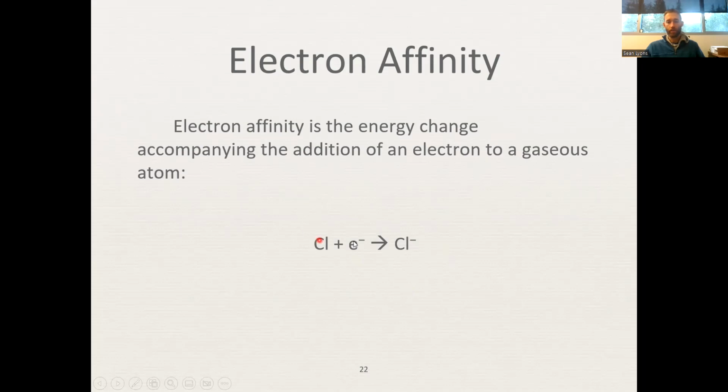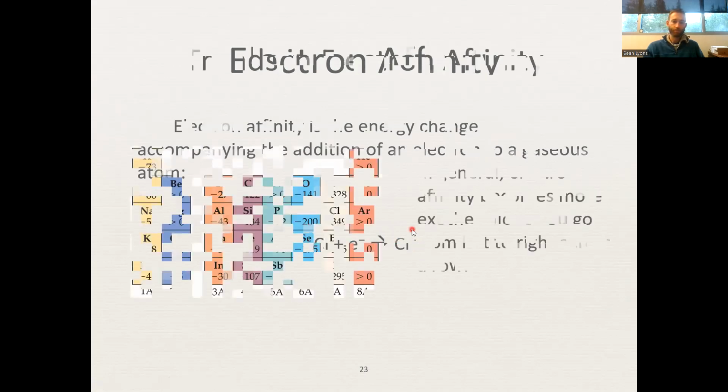So if we look at chlorine, in this case, it accepts one electron. That's why we get it become negative. So we're conserving mass in this case because we've got one chlorine on both sides. We're conserving charge because we've got a -1 overall on the right, and then we've got neutral plus -1 on the left. So we conserve the charge there as well.